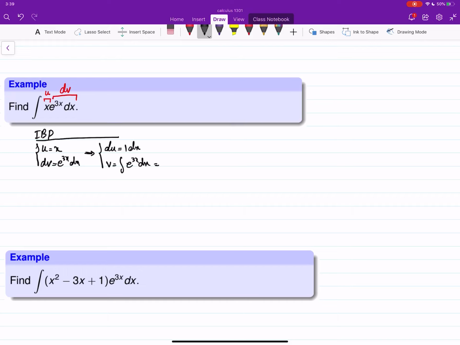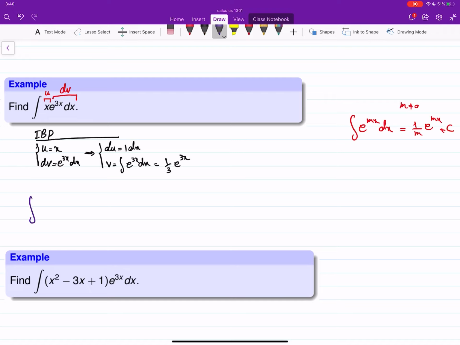Well, for the integral of e to the power 3x dx, you can do integration by u substitution, or in general, you can keep this rule in mind: the integral of e to the power mx dx, when m is not 0, equals 1 over m times e to the power mx plus c. So here, my v is going to be one third of e to the power 3x. I don't need to put plus c in the IBP preparation.